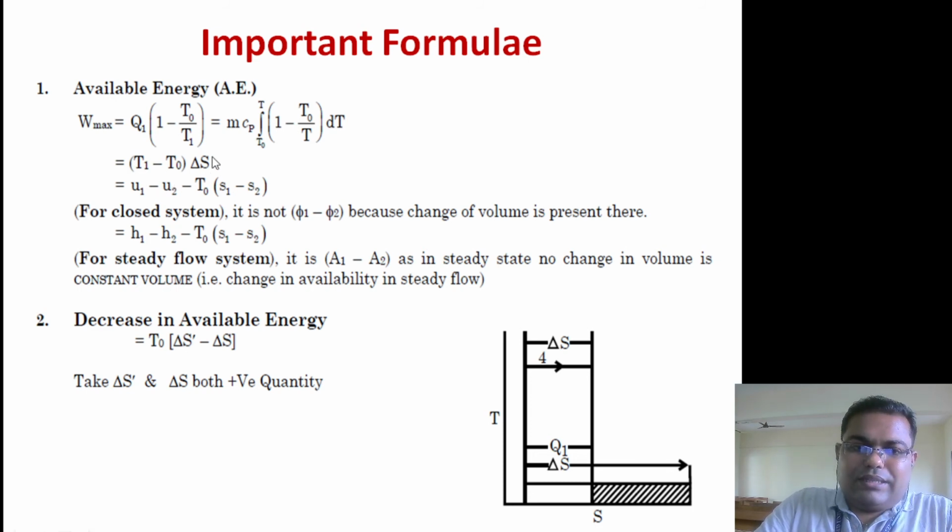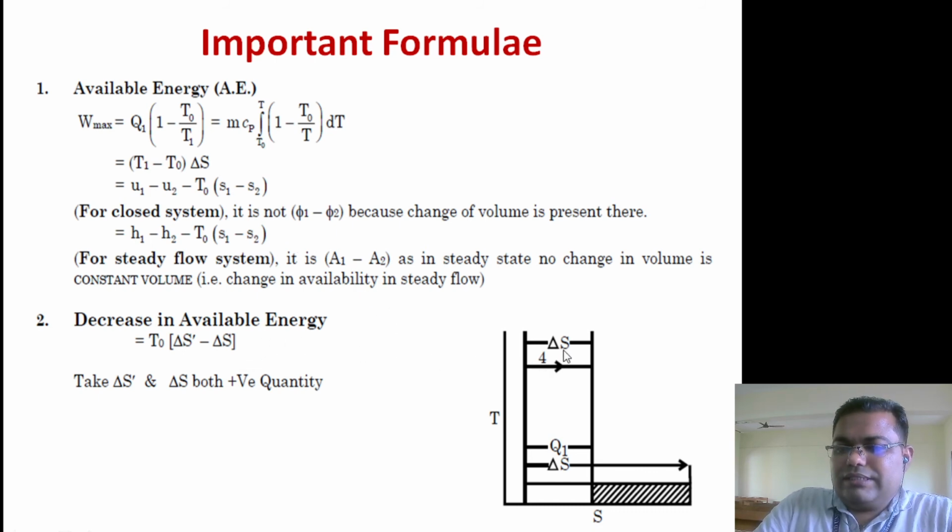Another way you can write this is U1 minus U2 minus T naught times S1 minus S2. This is for a closed system. Clear? And for an open system, the available energy can be written as H1 minus H2 minus T naught times S1 minus S2, because in an open system displacement work will not be available, and the internal energy term we cannot define for an open system. So in that case, it will be H1 minus H2 minus T naught times S1 minus S2 for a steady flow system.